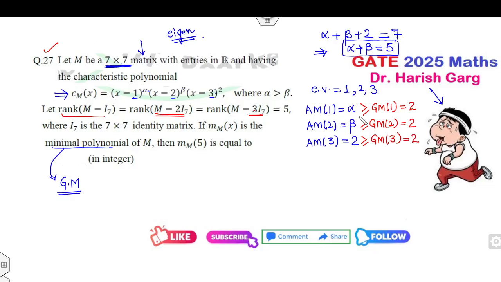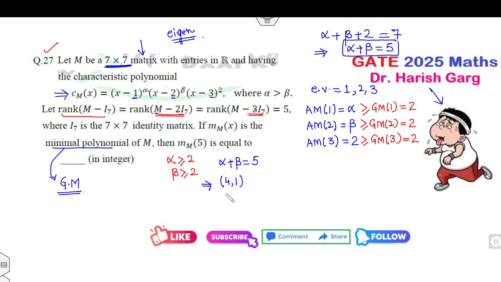Fine. Now what does it mean? Alpha is greater than or equal to 2, beta is greater than or equal to 2, and gamma is greater than or equal to 2. Also, alpha plus beta is equal to 5. So what does it mean? What are the possible pairs?